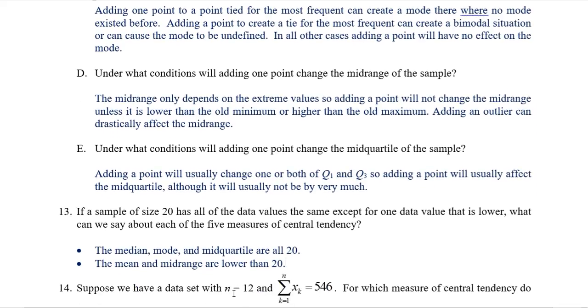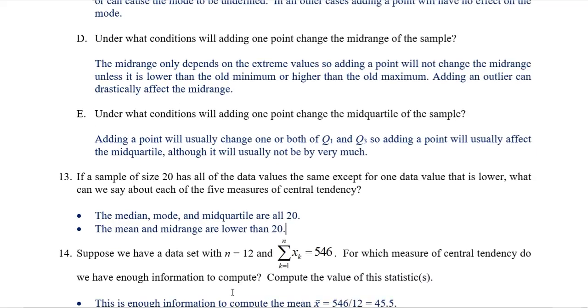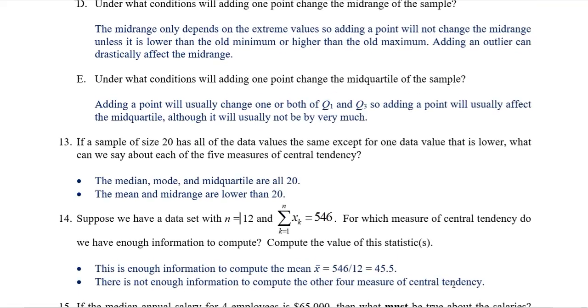Suppose we have a data set with n equals 12 and the sum of all the data is 546. For which measure of central tendency do we have enough information to compute this? Well, there's enough to make the mean, because we've already got the sum and we've got how many there are, so all we have to do is divide. 546 divided by 12 is 45.5. And notice now with only this information we can compute the mean, but we do not have enough information to compute any of the other 4 measures of central tendency from this data alone.